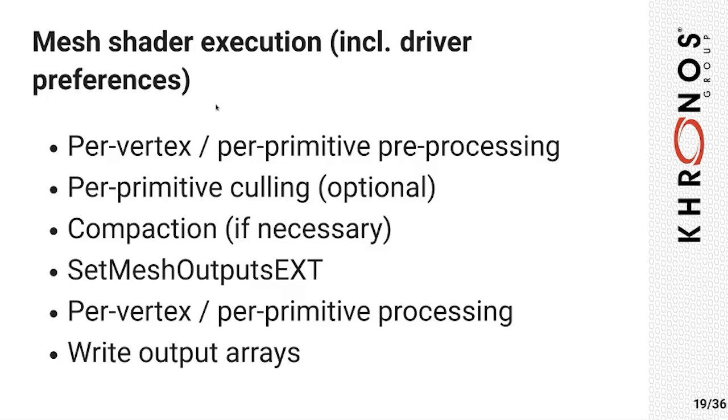So typically what you would do inside a mesh shader is first you have to do some pre-processing where you determine how many primitives, how many vertices you are going to have. So in order to do that, you might do per primitive culling. That means you might delete some triangles that you have. If the driver preference requires it, you might need to compact the result. After that, you call this intrinsic. And finally, you compute all the other attributes and write them to the output arrays. So this is typically how we recommend people to write mesh shaders.